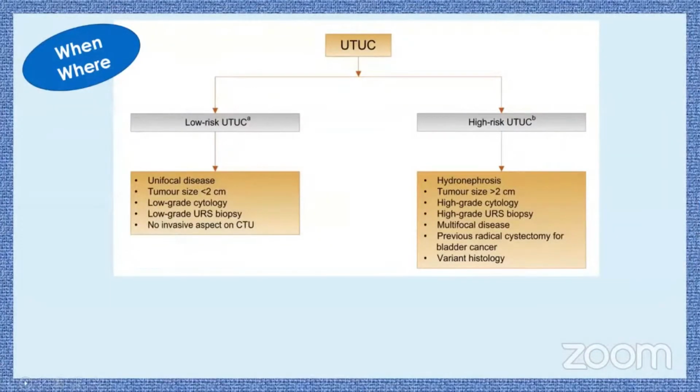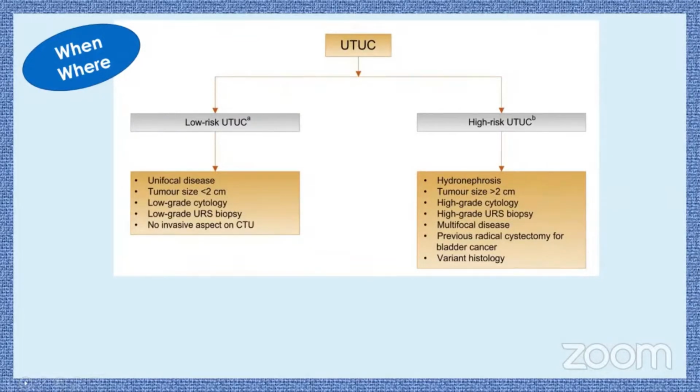So basically, in our clinical practice, we deal with two types of urothelial malignancy. One is the low-risk unifocal tumor: tumor size less than 2 centimeters, low-grade cytology, low grade, and most importantly, a tumor which does not involve the muscle.